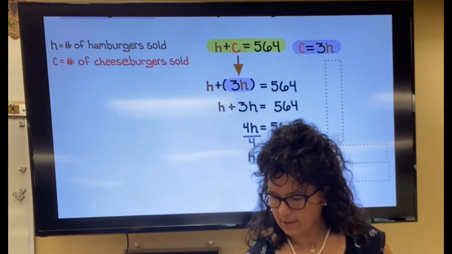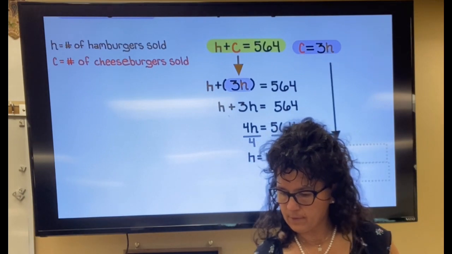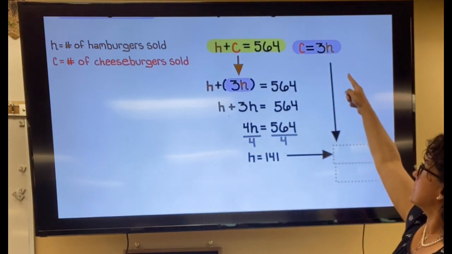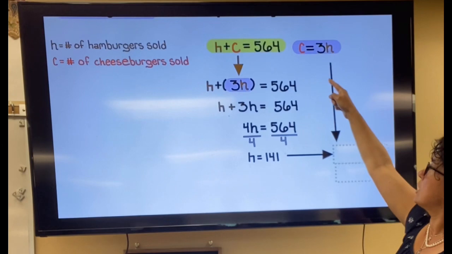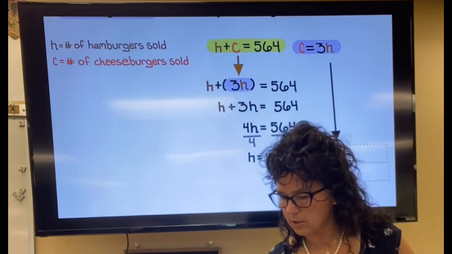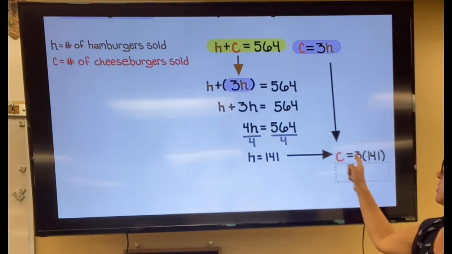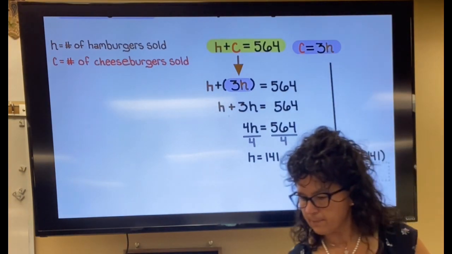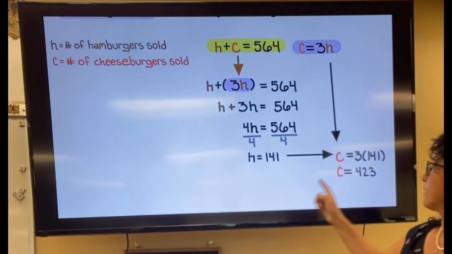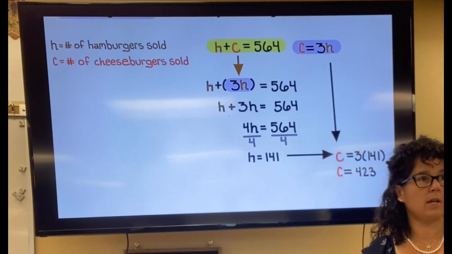Now we're going to take that 141 and substitute it into this equation here. So cheeseburgers is 3 times the hamburgers. So cheeseburgers is 3 times 141. So I have 423.